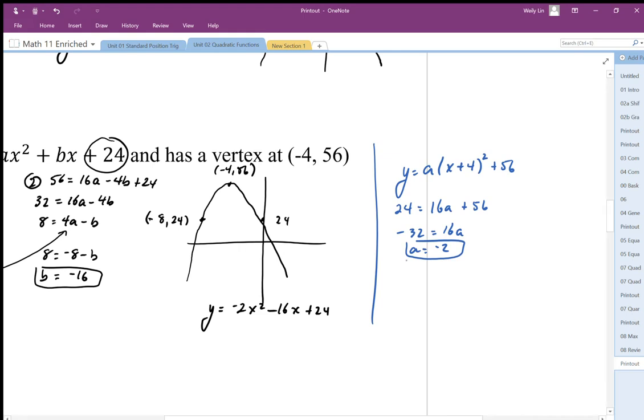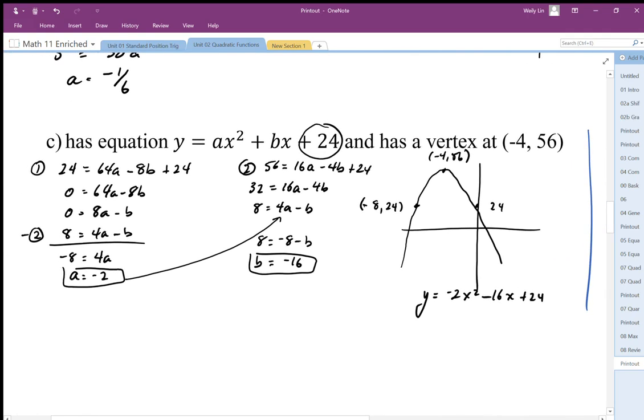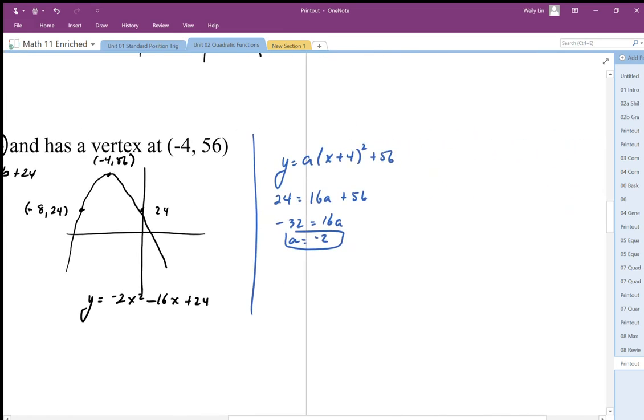But now I've just had to solve this. This is not a system of equations. There's only one variable to solve for here. Whereas this one, if I keep it in general form, I have two variables to solve for in a system. If I solve this, I get y equals -2 times (x plus 4) squared plus 56. That's the same equation but in different form. If I want to solve for b, I just expand this and combine like terms. So I end up with x squared plus 8x plus 16 plus 56, and then multiplying that out. There's my negative 16 for b. Negative 32 plus 56 is plus 24, which I already knew from the original equation.